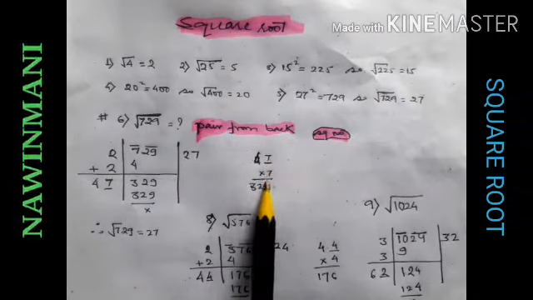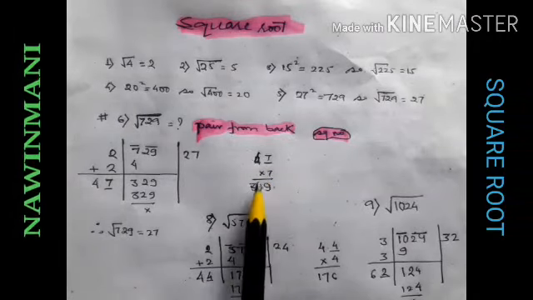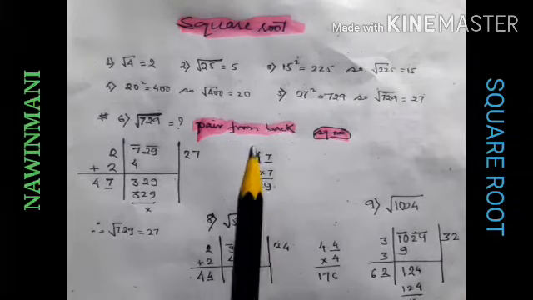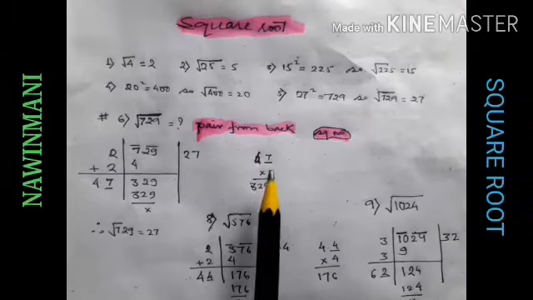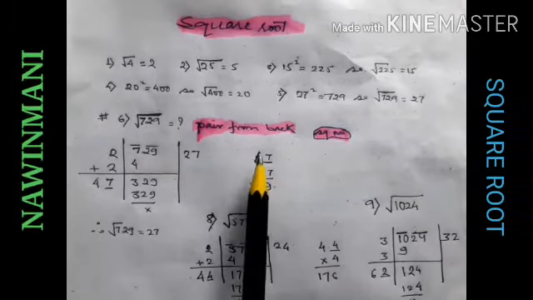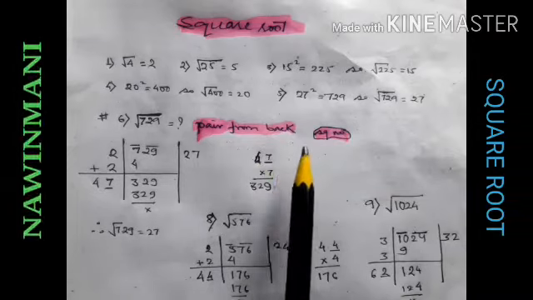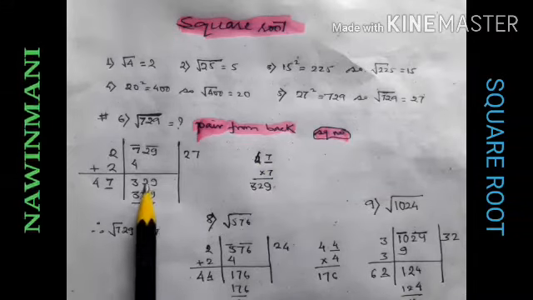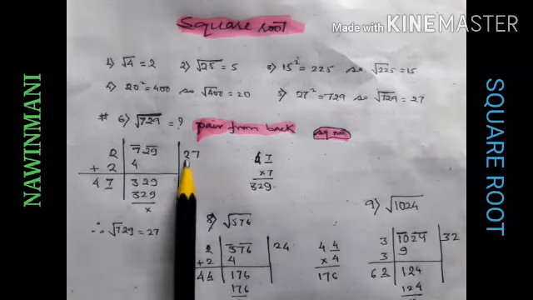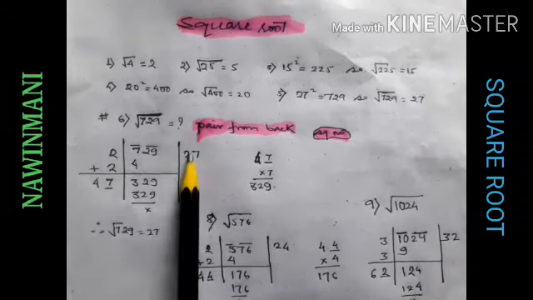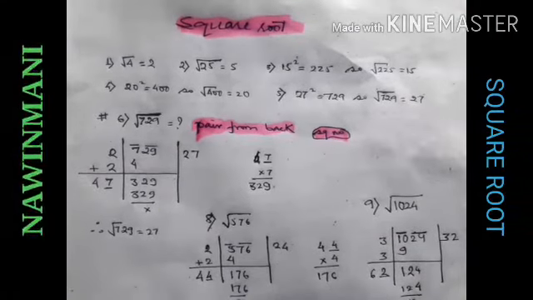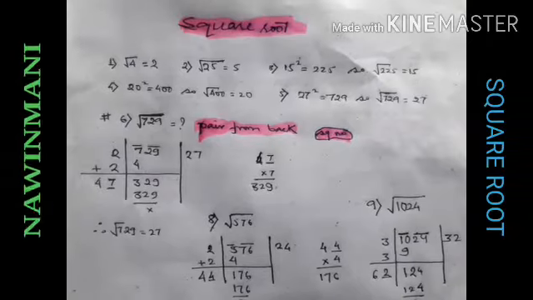So 1 1 is 1, 1 4 is 4, 41, which is less. So try 2, 3, 4, 5, 6. Ultimately, when I put 7, what happens? 7 7 is 49, 7 4 is 28, 29, 30, 31, 32, so 329 comes. So what is it? 7. Okay, so what is the square root of 729? 27. Okay, this process you have to remember. You have to repeat this.